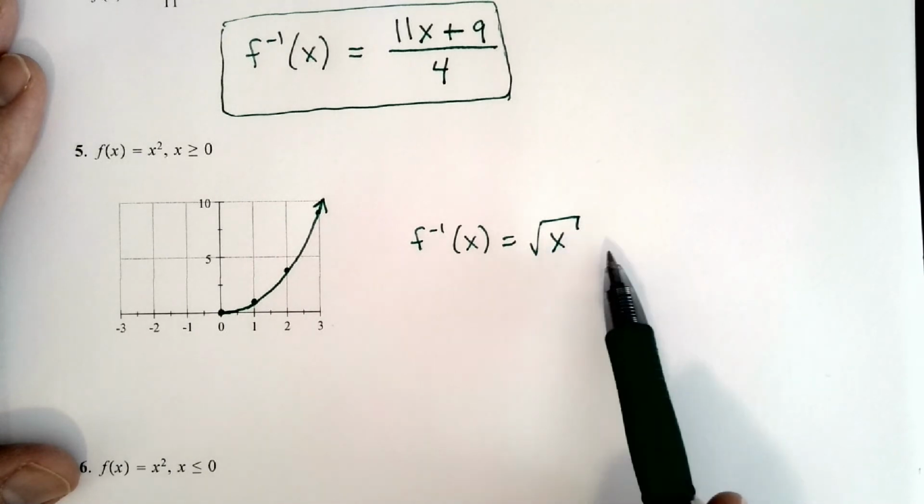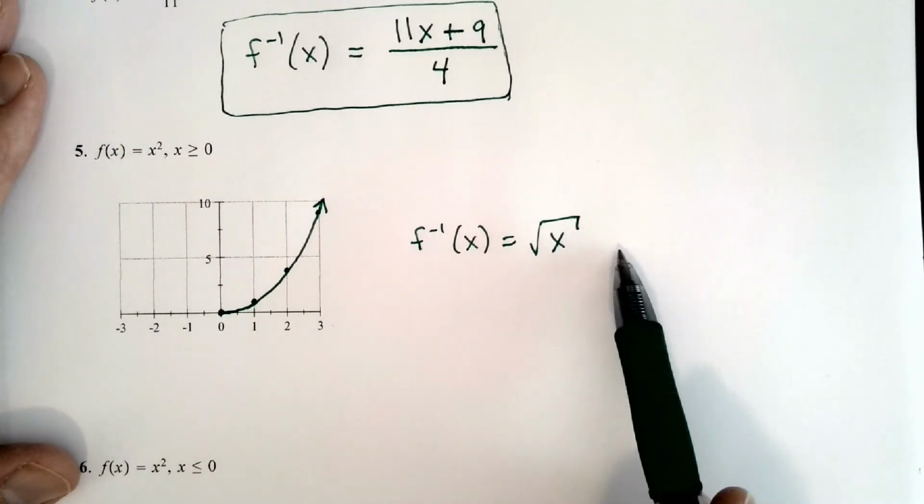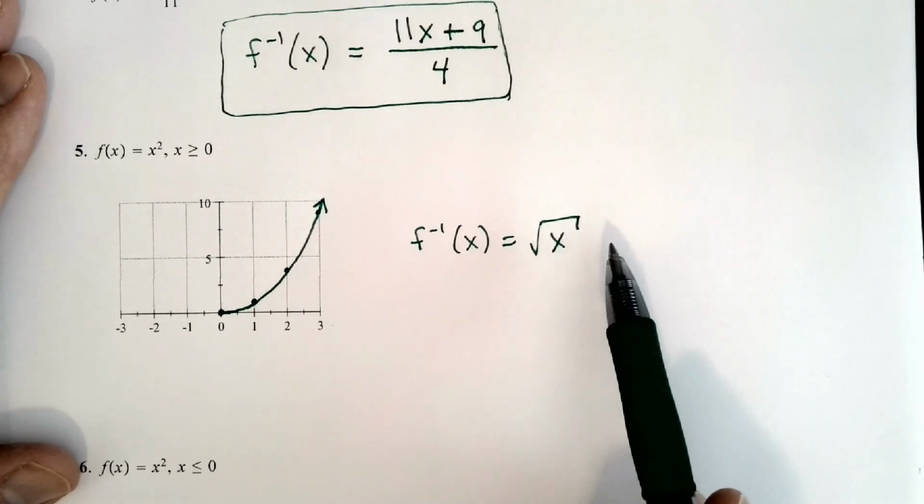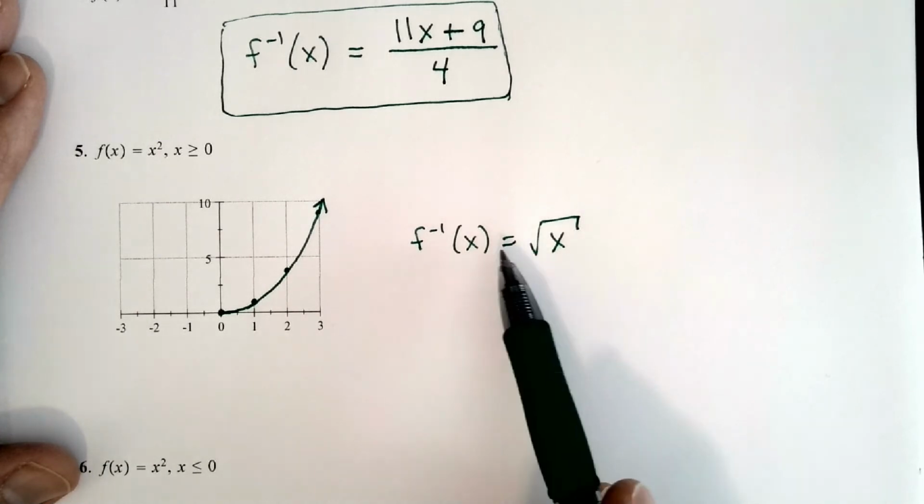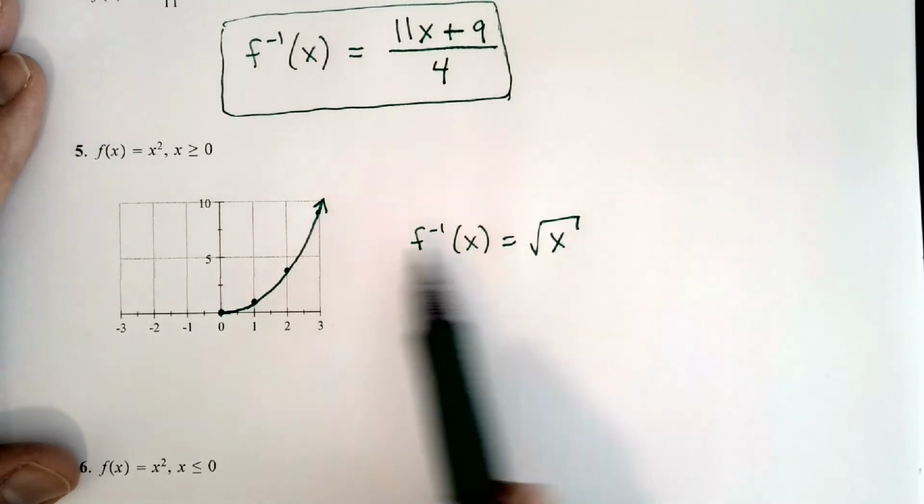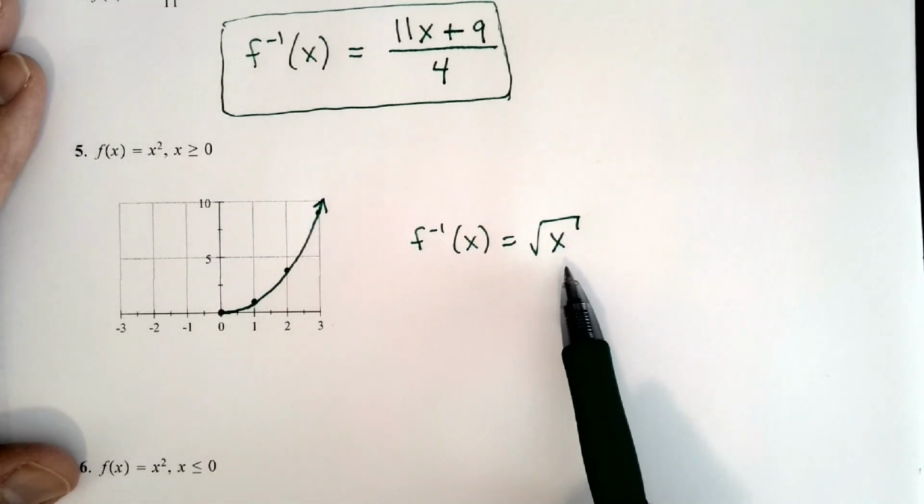Square root of any number, I'm going to get a non-negative number. Square root of 0 is 0. Square root of 4 is 2. Square root of any number, I'm going to get a positive or 0 output. I cannot get a negative number as an output. There's no negative sign in front of here, so this is always positive. So yeah, the domain of our function is the range of our inverse function.